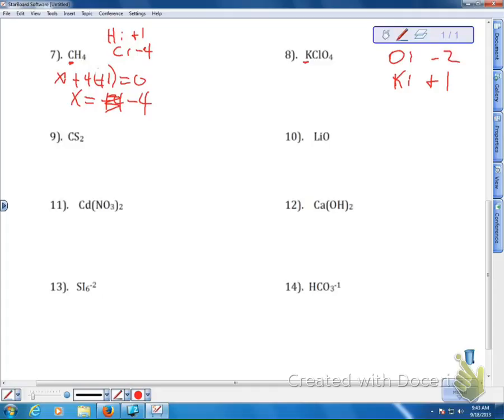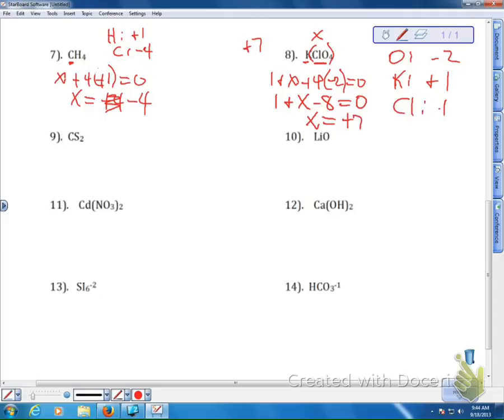Since there's no one challenging oxygen supremacy in electronegativity, it will still be -2 as part of the polyatomic ion. What we don't know is the chlorine. Now chlorine can be anything from -1 to +7. This is perchlorate. Anything with a per is +7. But let's do the math. We have 1 for potassium, X for chlorine, and then 4 -2's for oxygen. All that equals 0. 1 plus X minus 8 equals 0. X equals +7. So this chlorine is indeed +7.